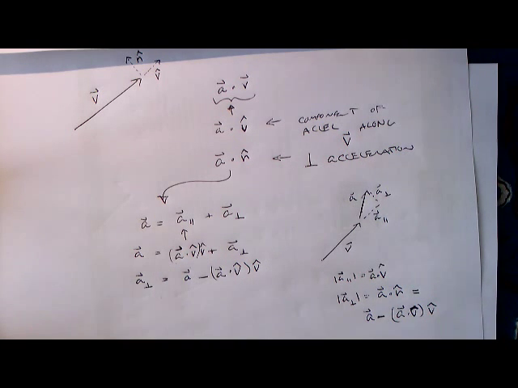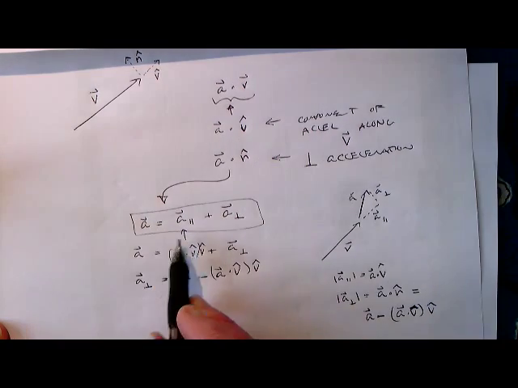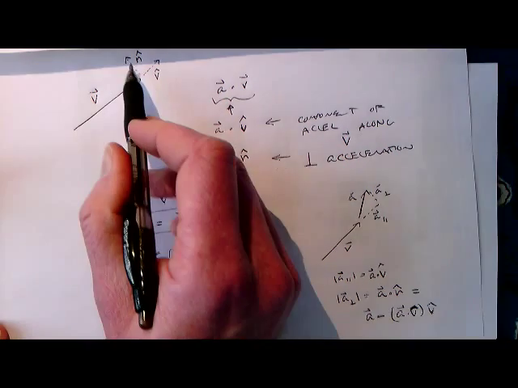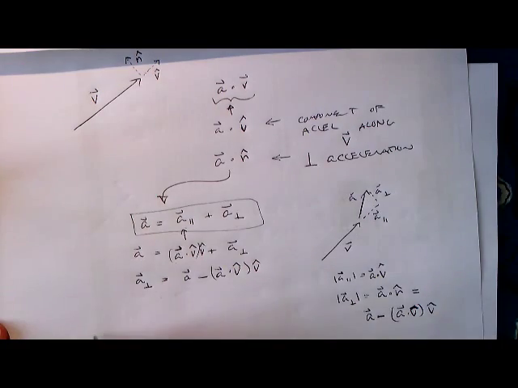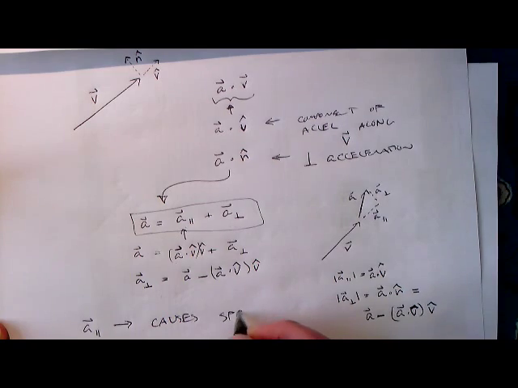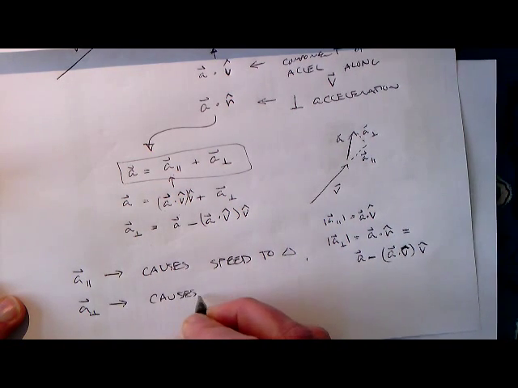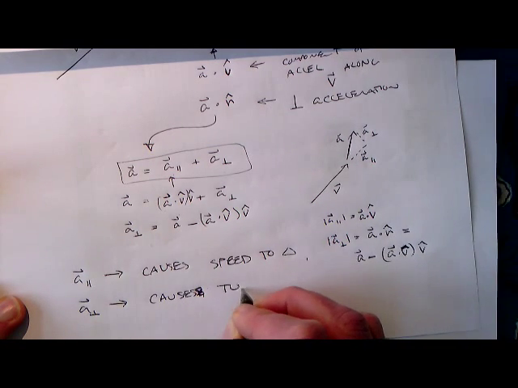So why am I doing this? Sometimes I wonder myself. But the reason is that when you think about it this way, you can think about what the 2 parts of the acceleration mean. The acceleration consists of 2 chunks. One chunk is parallel to velocity. The other chunk is whatever's left over that is perpendicular to velocity. A parallel is the chunk that causes speed to change. A perpendicular is the chunk that causes turning.